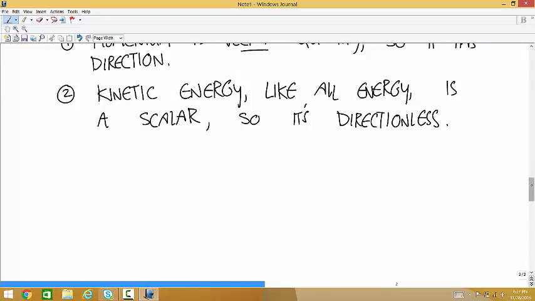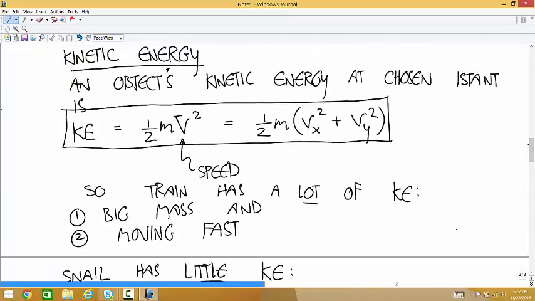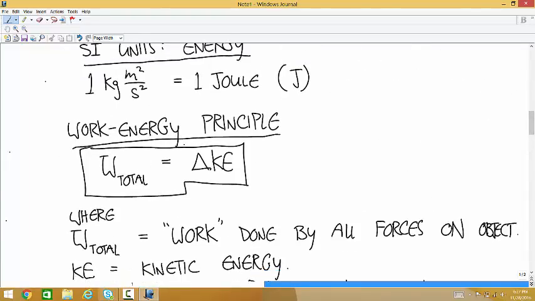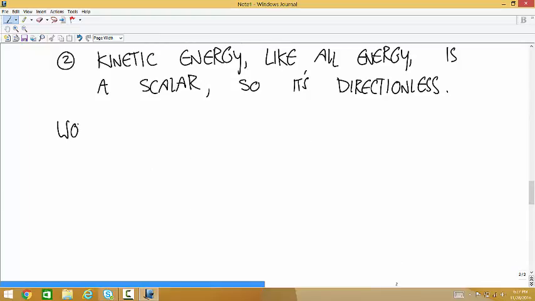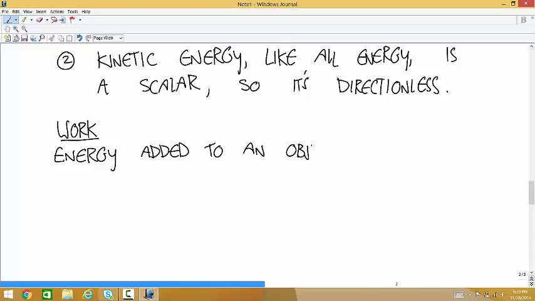Okay, so the next thing we have to define, we're working our way up to the work energy principle. We've talked about what kinetic energy is, but we haven't talked about what work is yet. So work. Work is energy added to an object by the application of a force.